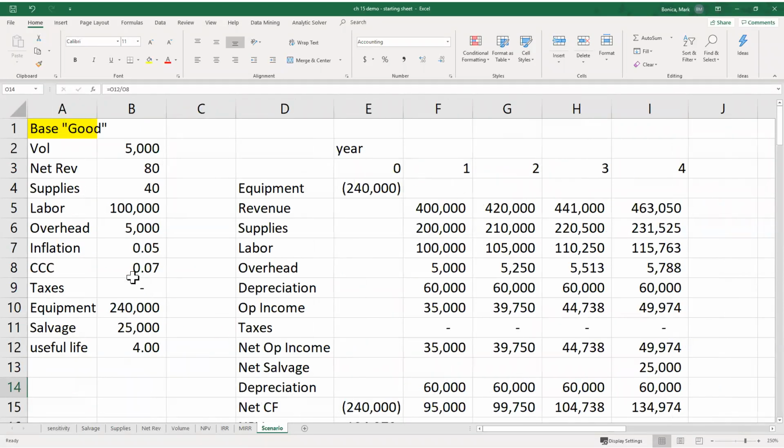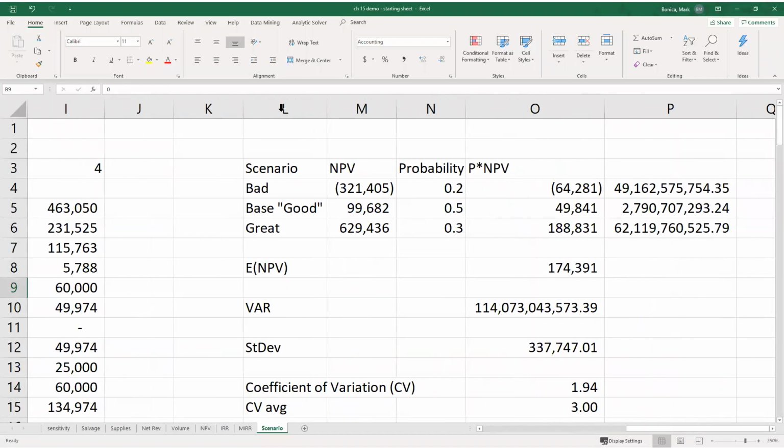And then I go back, I can reset it to 0.1. Okay, and so we're back to where we were, 1.94. All right, save that.